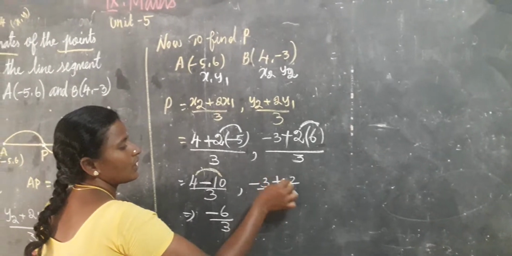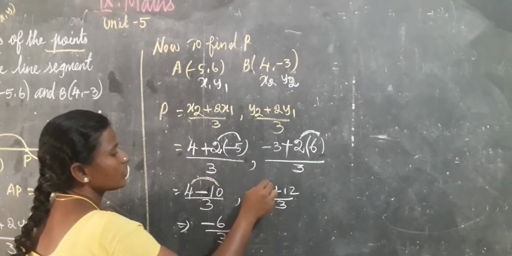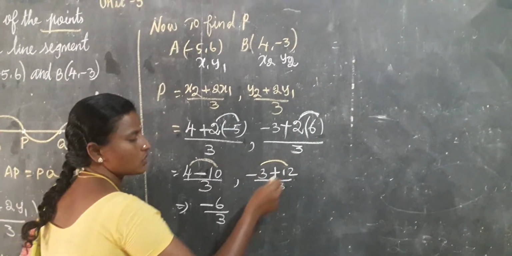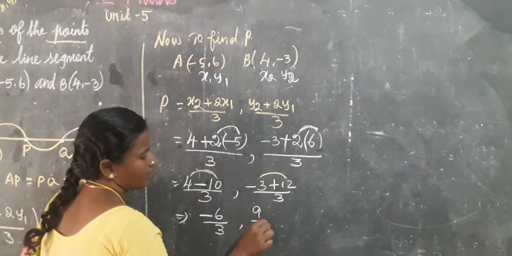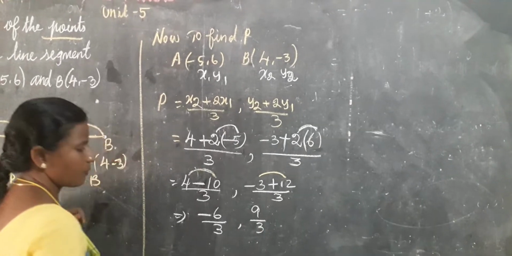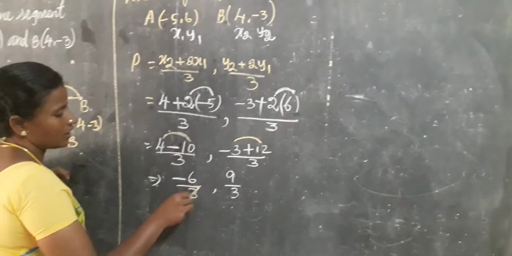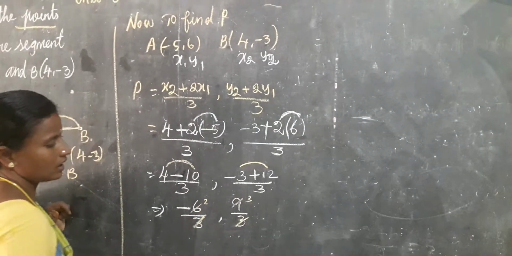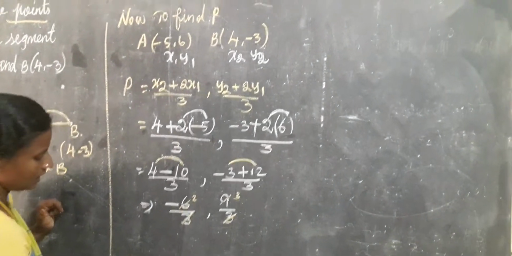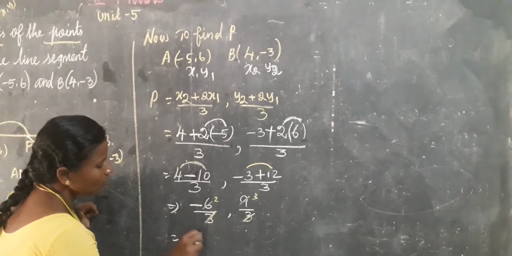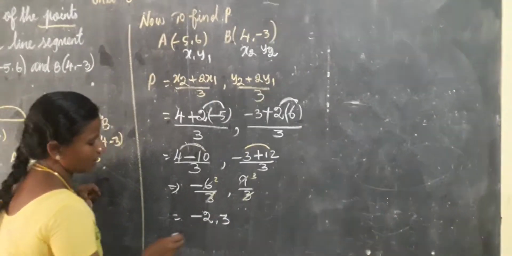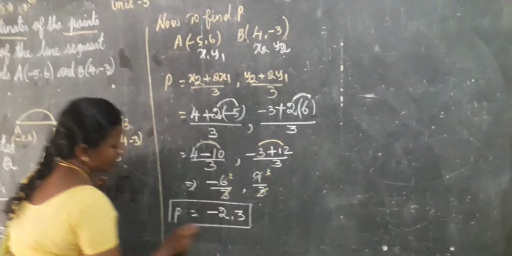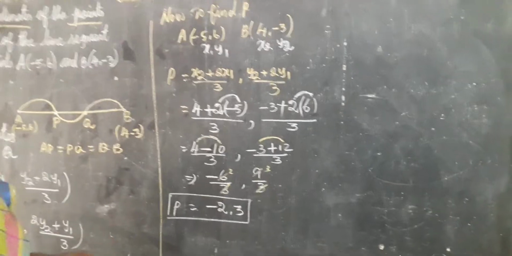Comma. Different signs, subtract. Here also use the different signs, subtract. Minus 3 plus 12, so 9. 9 by 3. Next, if possible, cancel. 1 3 is 3, 2 3s are 6. 1 3 is 3, 3 3s are 9. So finally, what are the coordinates? Minus 2 comma 3. So which point? P. The point of trisection P has coordinates minus 2 comma 3.